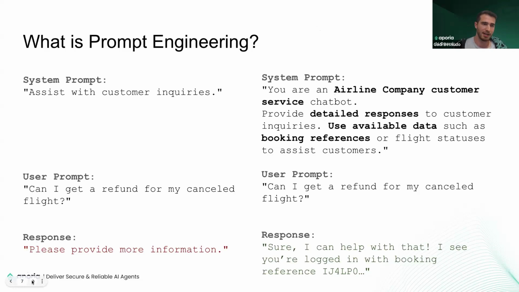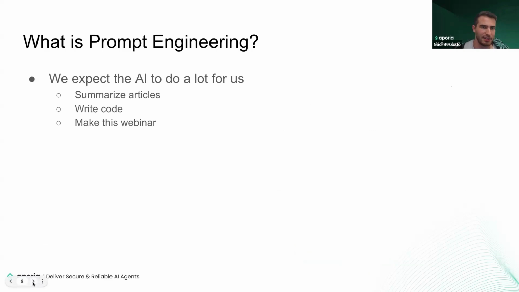Okay. So prompt engineering is basically trying to find the best prompt and fine-tune it in a way that gives us the best result. So we expect the AI to do a lot with these prompts. We expect them to summarize articles, to write code, and we expect them to make this webinar happen.